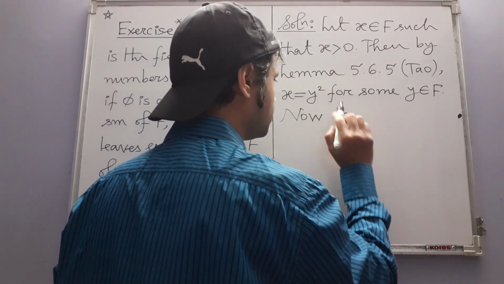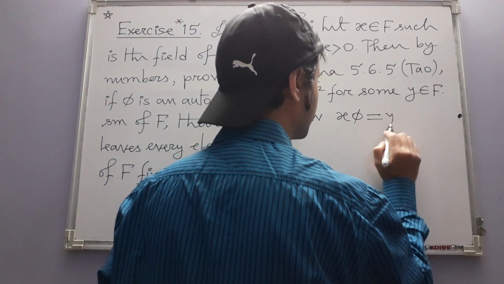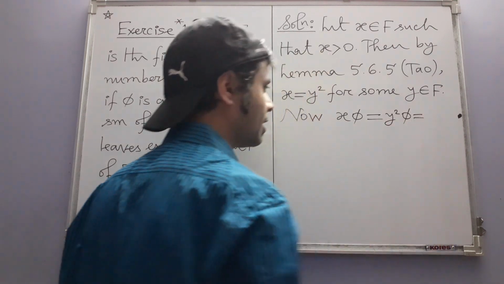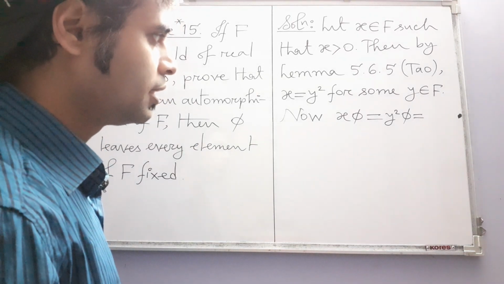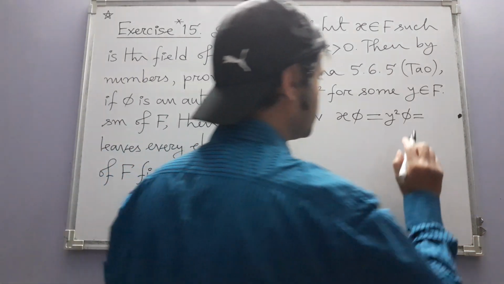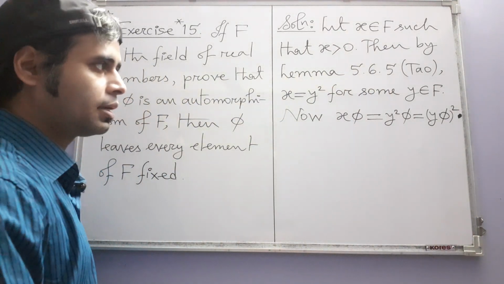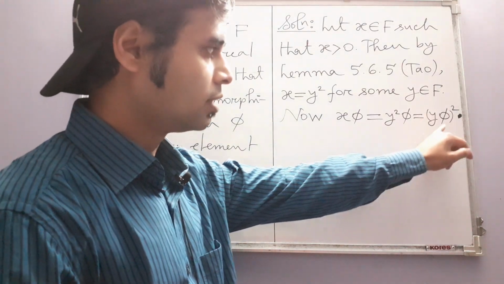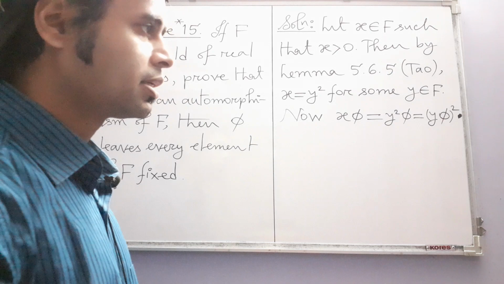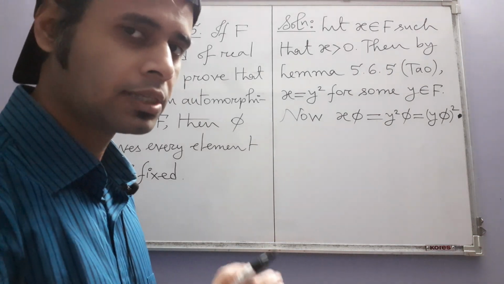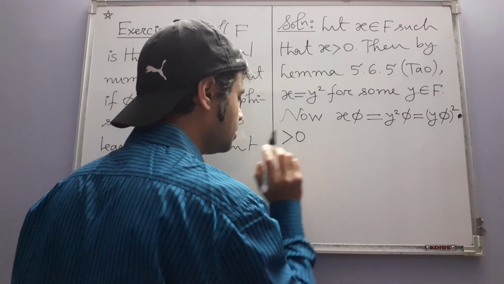Now if I apply phi to x, that means I am applying phi to y square, and because phi is a homomorphism, being an automorphism means it's a homomorphism, so it in particular respects multiplication. So y square phi is the square of y phi, and this is a square of a real number, that real number being y phi. A square of a real number is always non-negative. It cannot be negative. It is either 0 or positive. But in this particular case, we will get it positive.